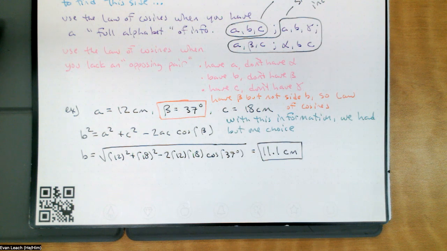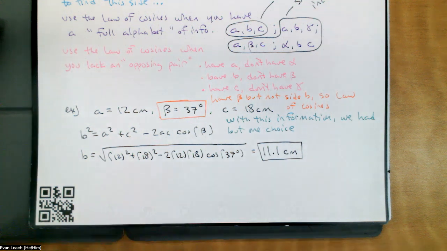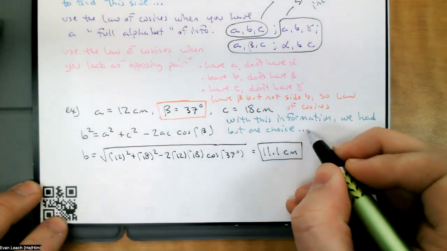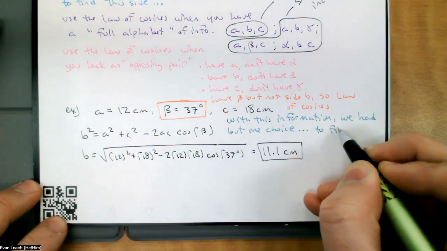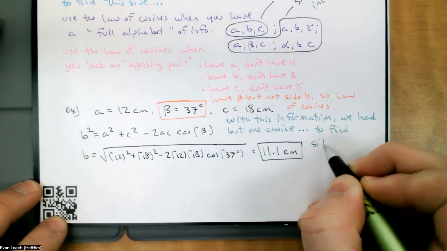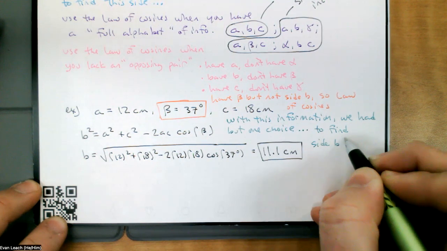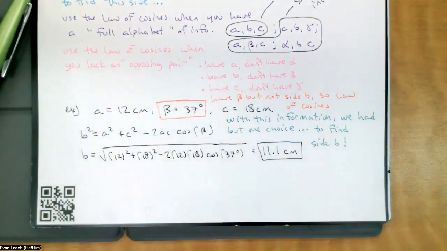You use the law of cosines to find side B. This is the only thing that we could have done. Find side B. Any questions?